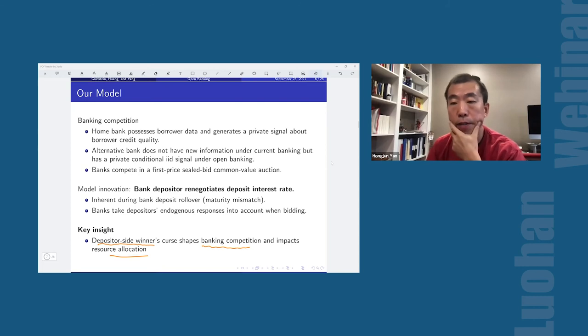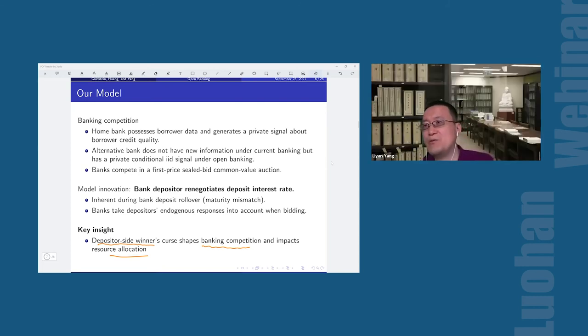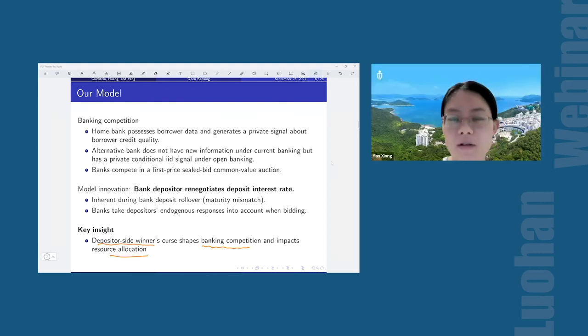Or whether they will bid aggressively or not. Yes, you have a question, I thought. Yes. So quite related to Hongjun's question. First is on the theory side. If your timing is such that the depositors deposit money first, and then the banks make the investment decision, then even for non-home banking, the depositor may play a lesser role in this game. So that is the first question.